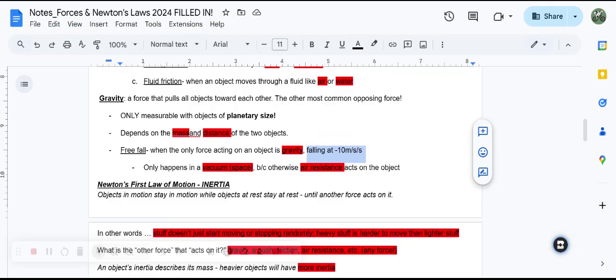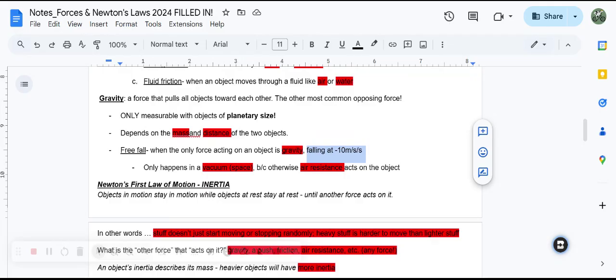And so falling at minus 10 meters per second per second means that every second, a falling object without any air resistance is getting 10 meters per second faster. So if it's allowed to fall for 10 seconds, it'll be going 100 meters per second. And this is just the universal rate of acceleration due to gravity on Earth.